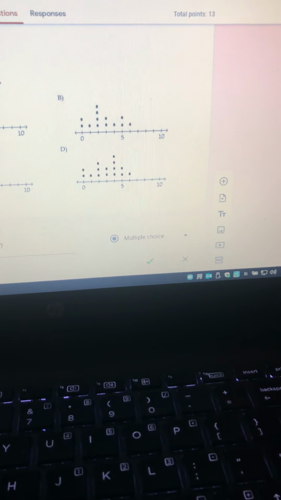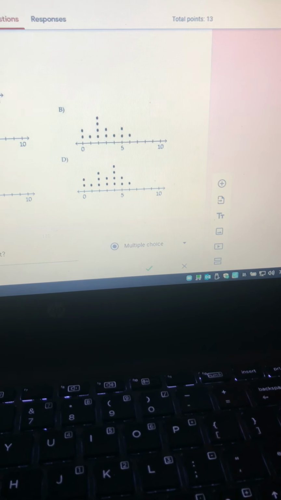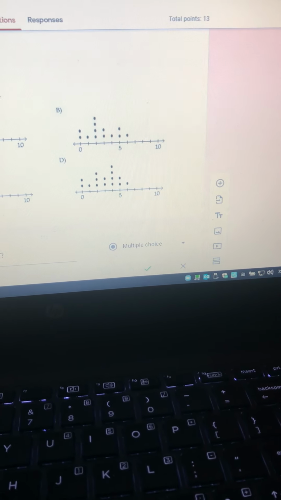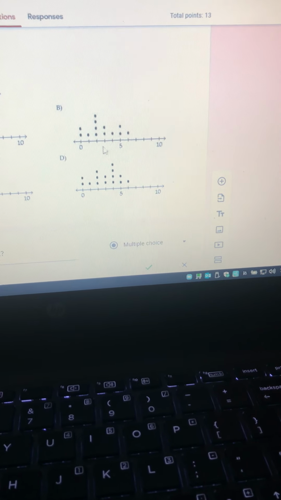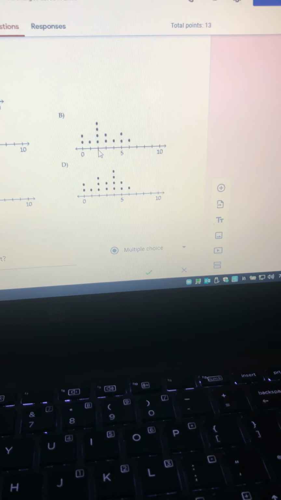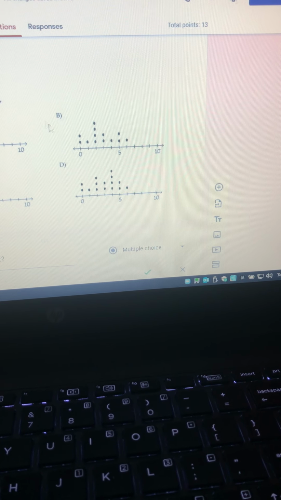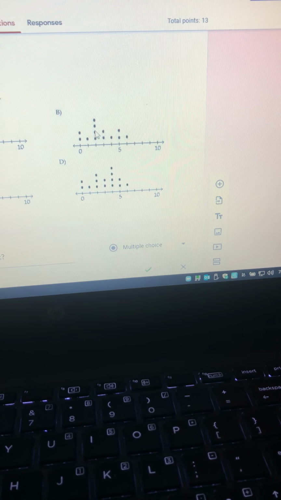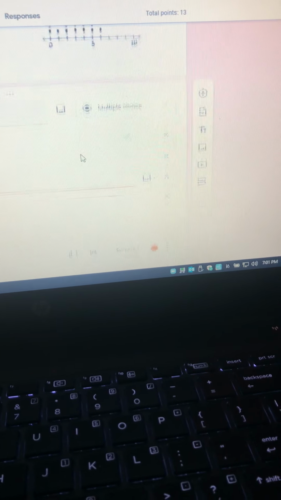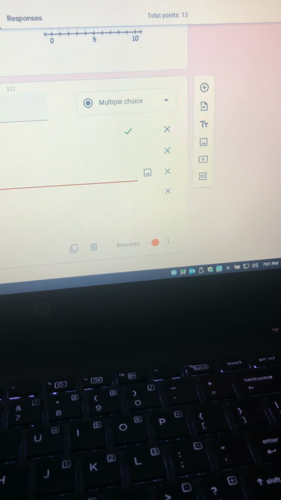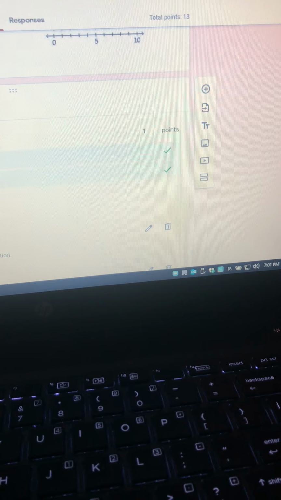Let me see. Let's look at this one again. So we have, this is 4. Oh, you know what? I counted the wrong one. So there's 1, 2, 3, 4. Yep. 1, 2, 3, 4. So it is B. I selected the wrong one in my answer key. See? That's why it's always good to double check. Now we got it right, you guys.